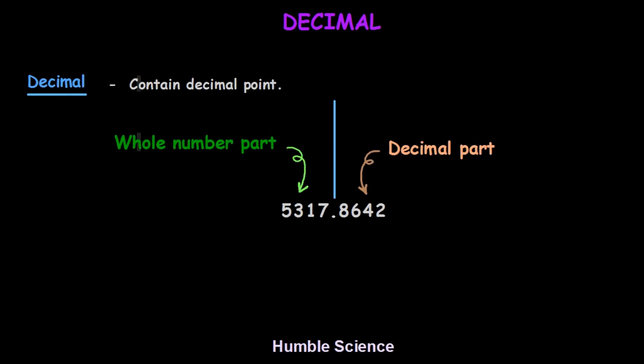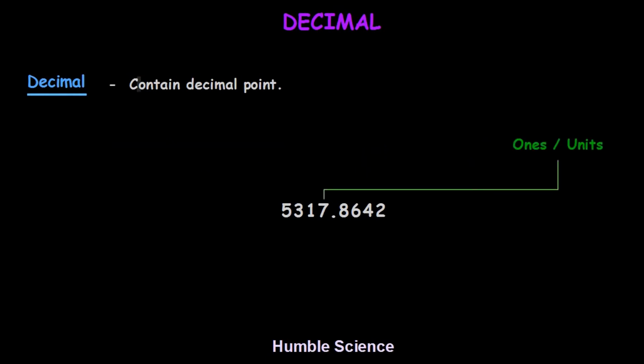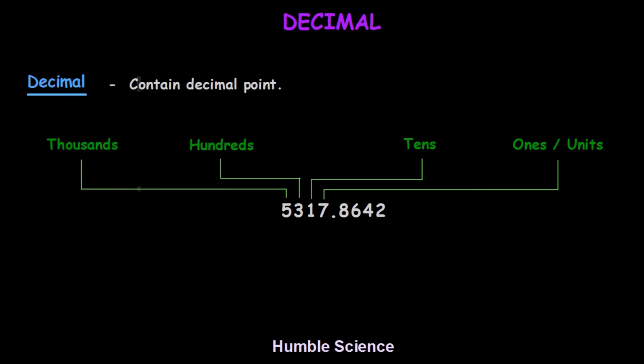Let's take a look first at the whole number part. The number 7 is in ones or units position or ones digit. The number 1 is in tens position or tens digit. The number 3 is in hundreds position or hundreds digit. The number 5 is in thousands position or thousands digit.